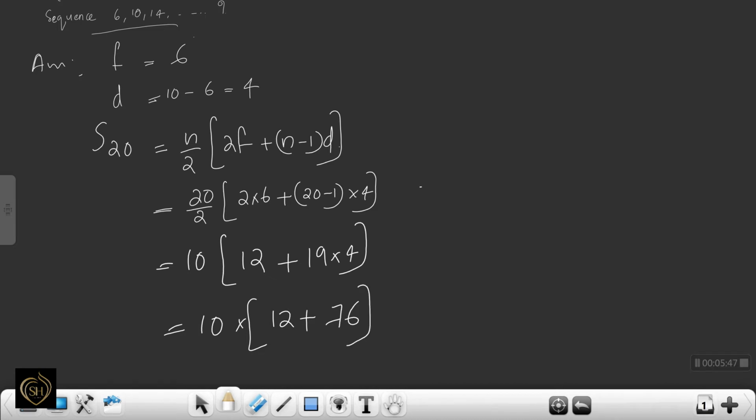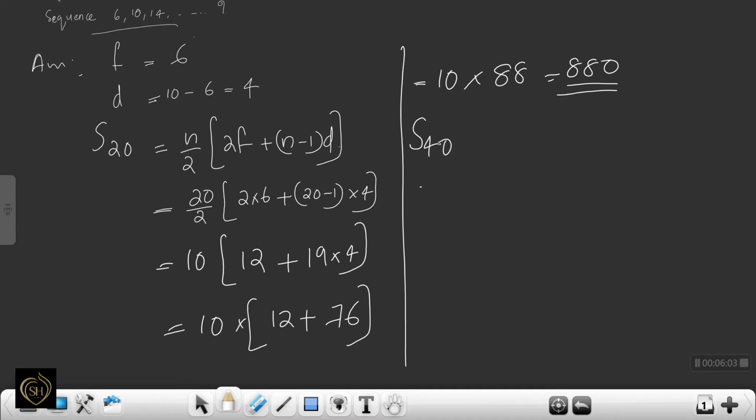19 into 4 is 76. That is equal to 10 into 88, which is equal to 880. This is the sum of the first 20 terms. Now we are going to find the sum of the first 40 terms, that is S40. That is equal to n by 2 into 2f plus n minus 1 into d. Here n is 40.